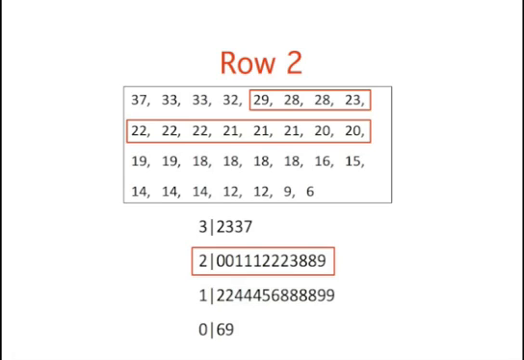The second row has a stem of 2 and contains 12 leaves. Together, they represent 12 data points, namely, two occurrences of 20 touchdown passes, three occurrences of 21 touchdown passes, three occurrences of 22 touchdown passes, one occurrence of 23 touchdown passes, two occurrences of 28 touchdown passes, and one occurrence of 29 touchdown passes. I will leave it to you to figure out what the third row represents.